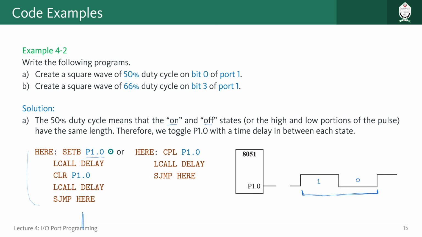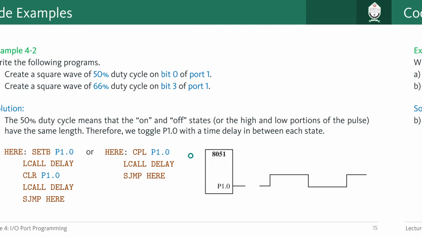Another thing you can do, this same code can be written like this. We just complement that particular pin. CPL can be used on ports as well as pins. Here we have used it for this particular pin, P1.0. Whatever value we have for pin 1.0 will be complemented. Then we call the delay, which will be written here. Then we short jump back here. So it will just toggle from 1 to 0, 1 to 0, but with the same amount of delay. So we are going to get 50% duty cycle.